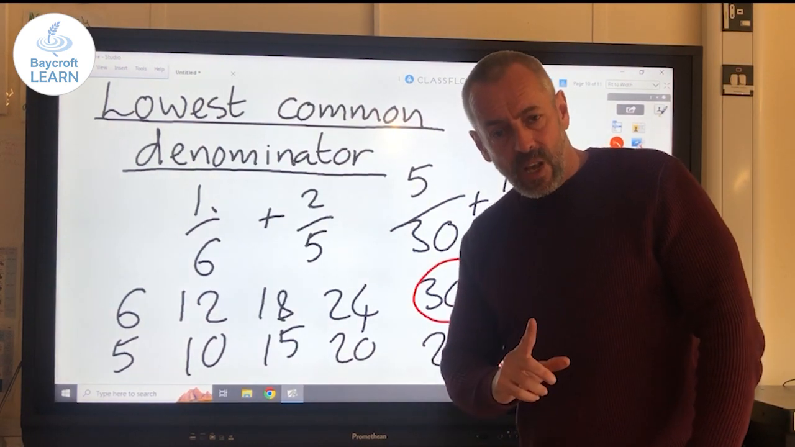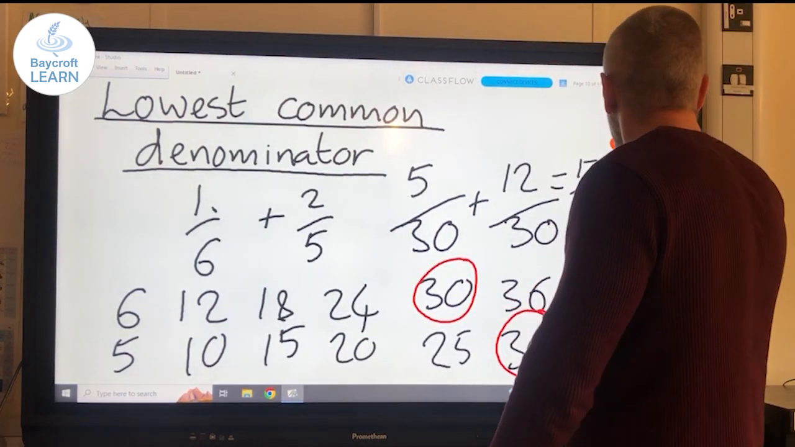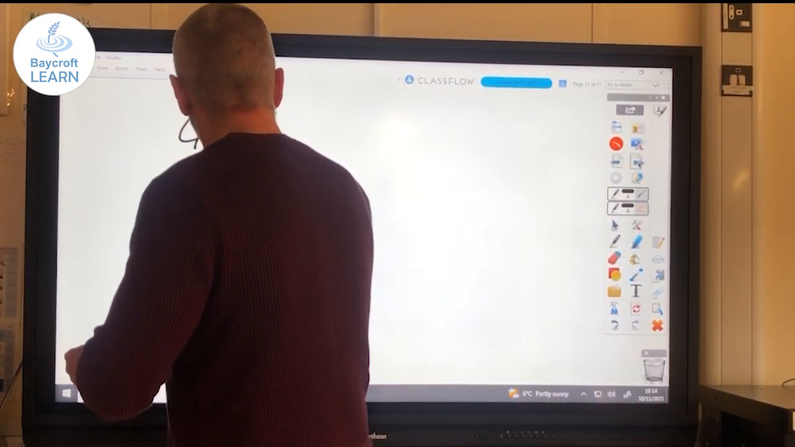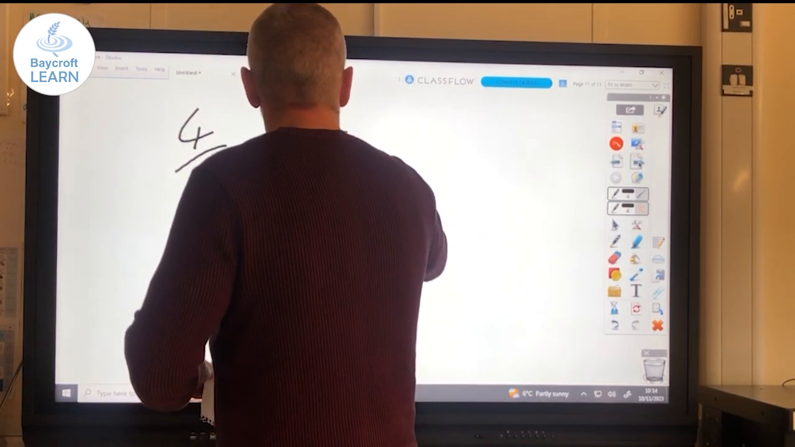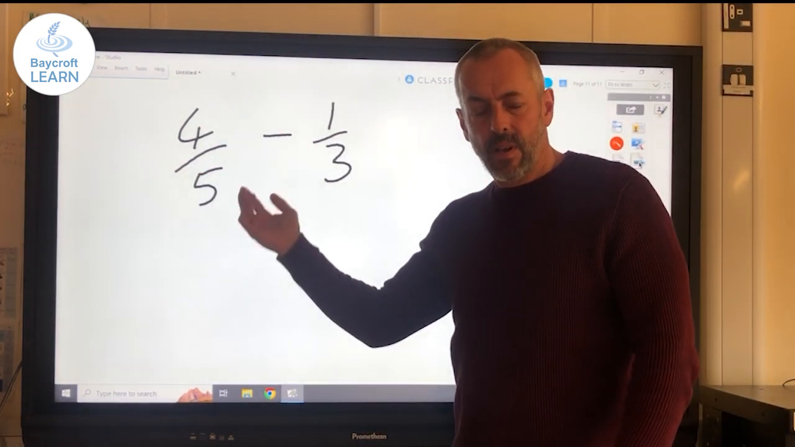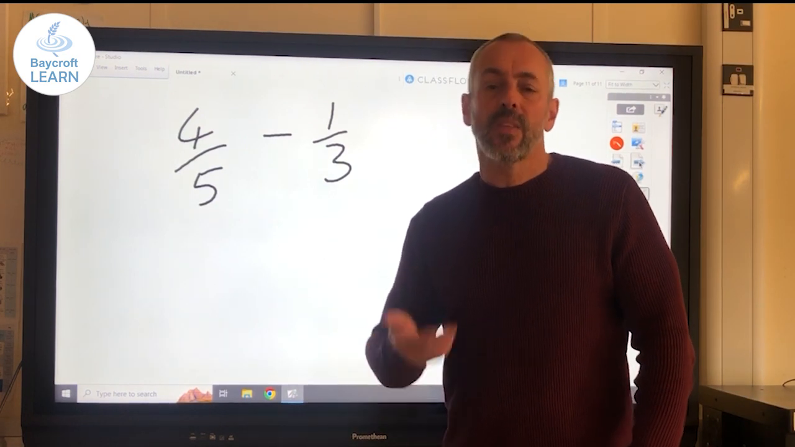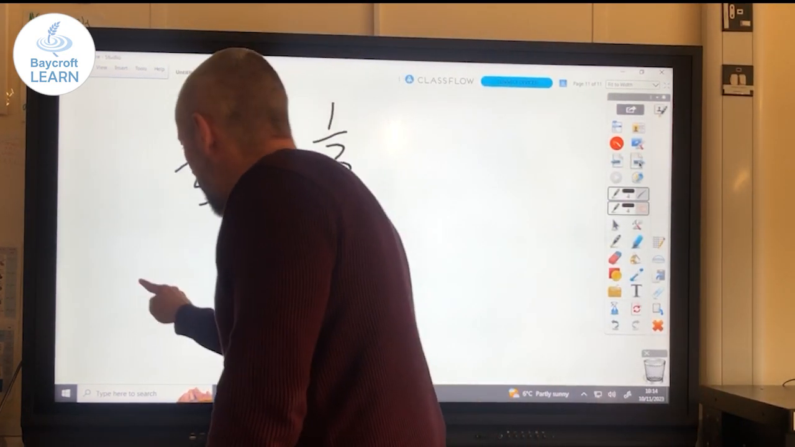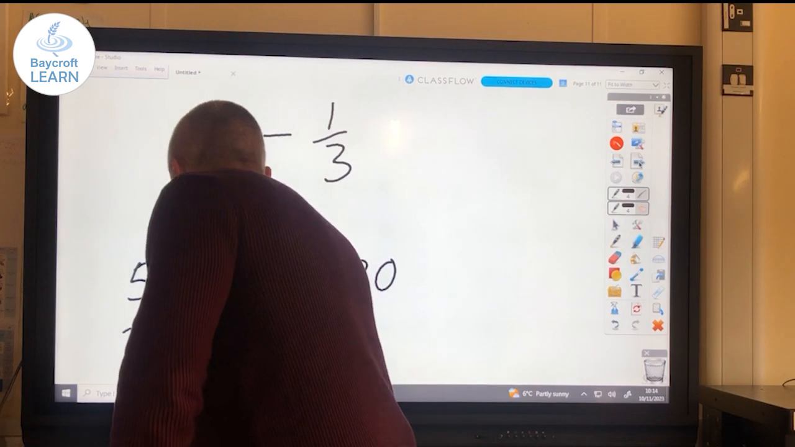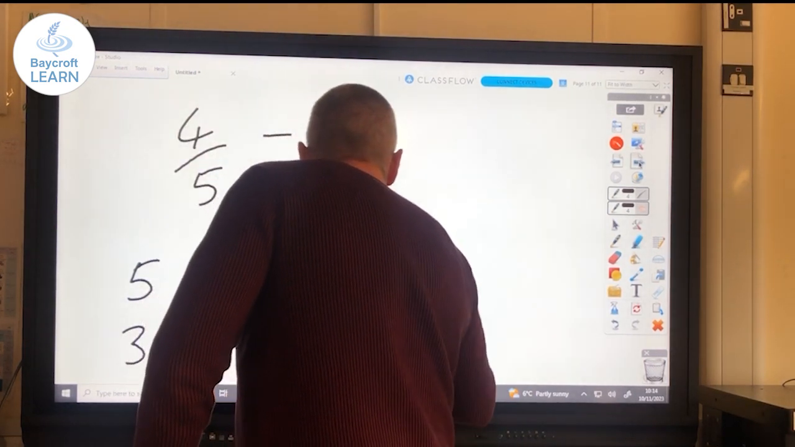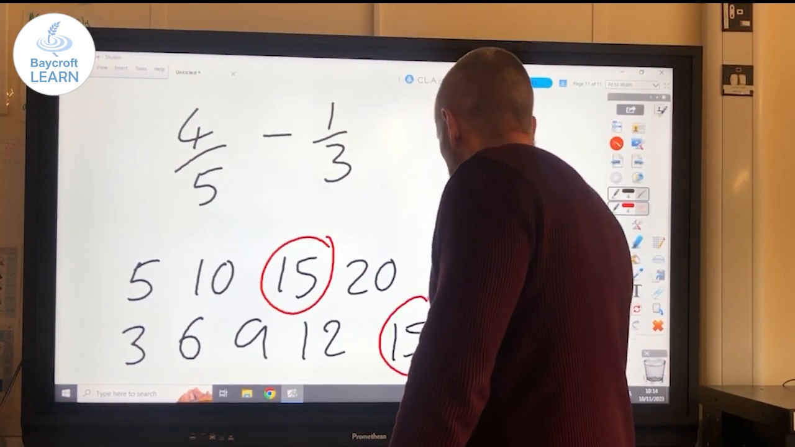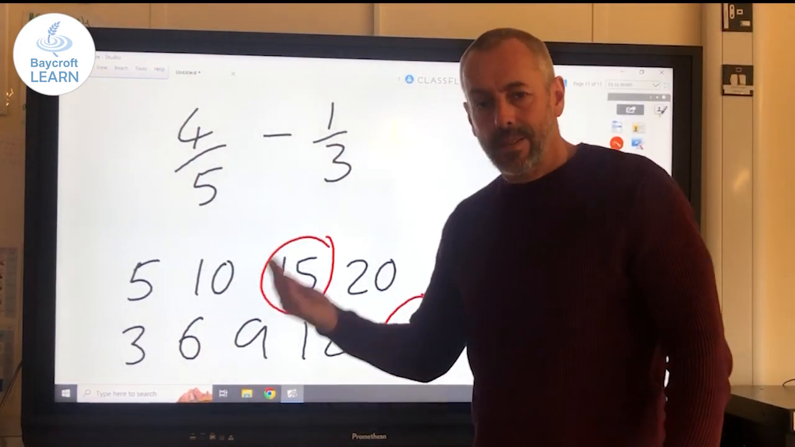Okay? I'm going to do one more example of that because this is a little bit of a tricky one. So, let's have a look at 4/5 take away 1/3. At the moment, we can't work with it. The denominators are different. So how do we find a denominator we can work with? We use our lowest common multiple. We start by listing them out. 5, 10, 15, 20, 3, 6, 9, 12, 15. So there we go. We've already found our lowest common multiple, which means we can use that as a denominator.